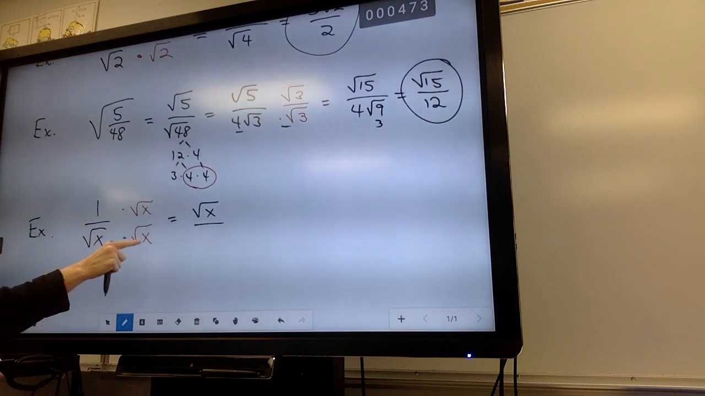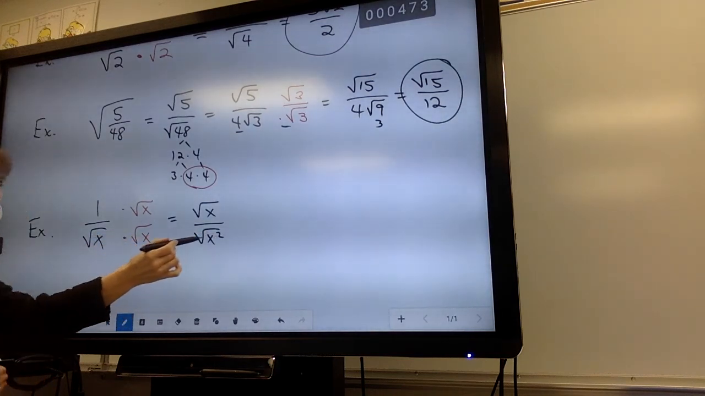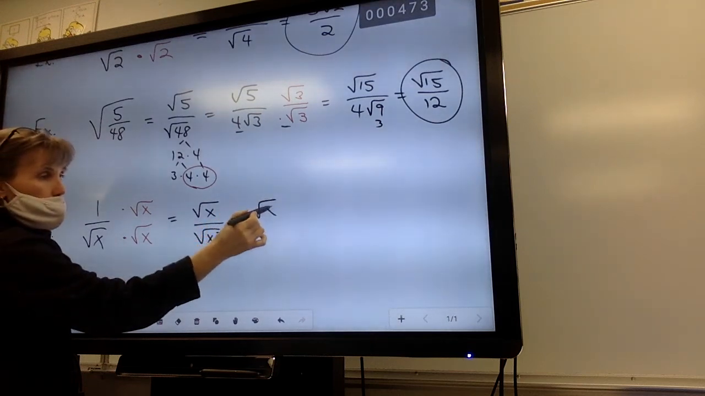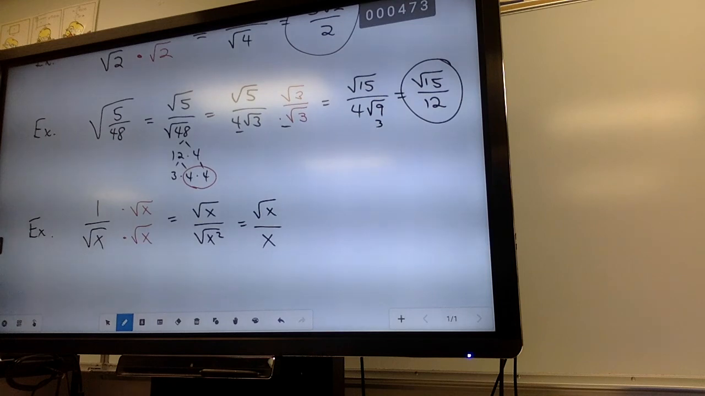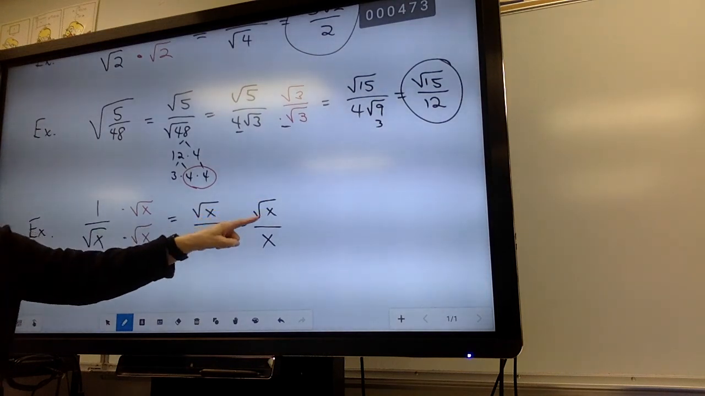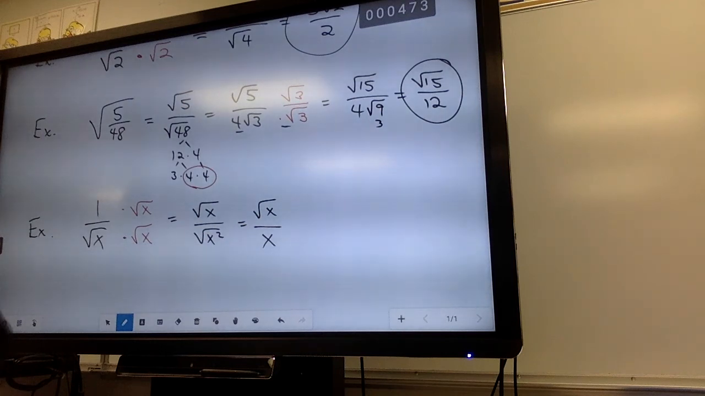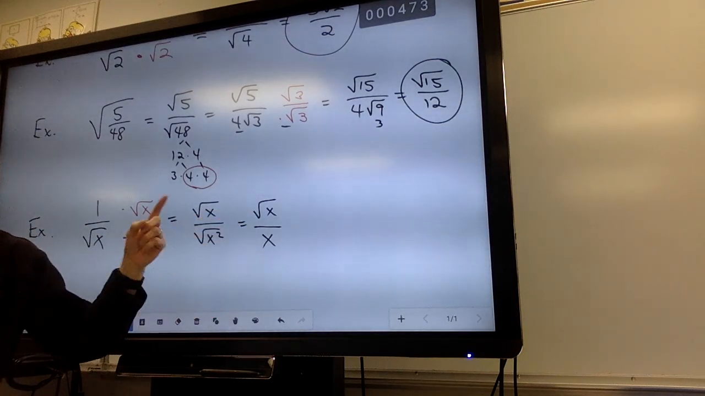Square root of x times the square root of x. Square root of x squared, which is just x over x. Just x. So you get the square root of x over x. Can I cancel these x's out? No. When a number's under a radical and a number is not, you cannot reduce them.